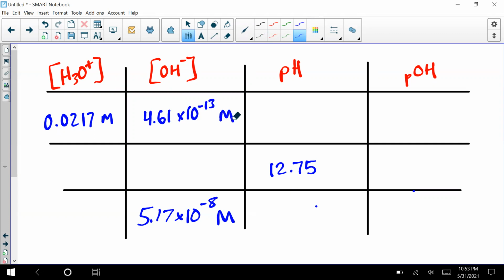Okay, now if we're looking for pH, so formula 1, pH equals negative log of the hydronium concentration, which is right here. Negative log of 0.0217 gives me 1.66. And once I know pH, pOH is very easy. I'm just going to go 14 minus that. And with 2 decimal places, I get 12.34.